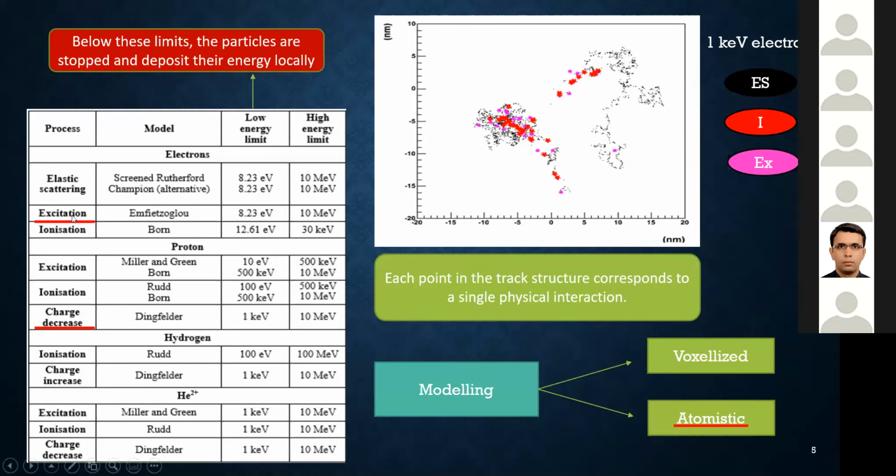Over here, you can see that I marked excitation and charge decrease.